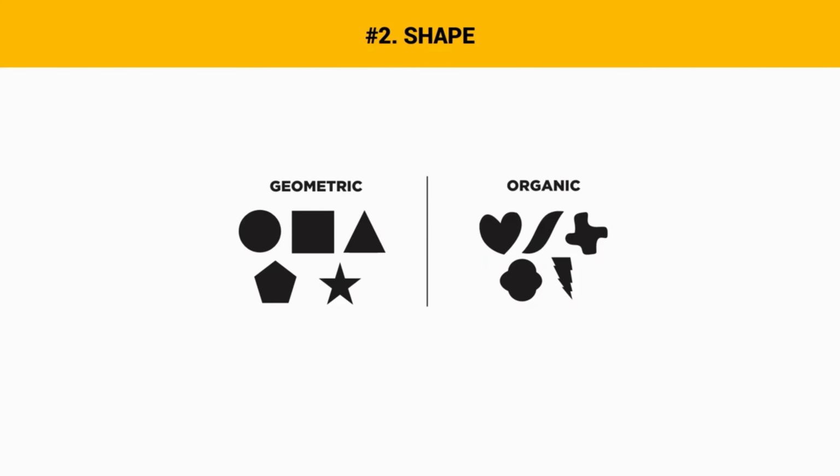2. Shape. A shape is a two-dimensional area with a recognizable boundary. Different types of shapes like circles, squares, triangles, etc. Shapes are divided into geometric and organic shapes, all of which are basic elements of design.